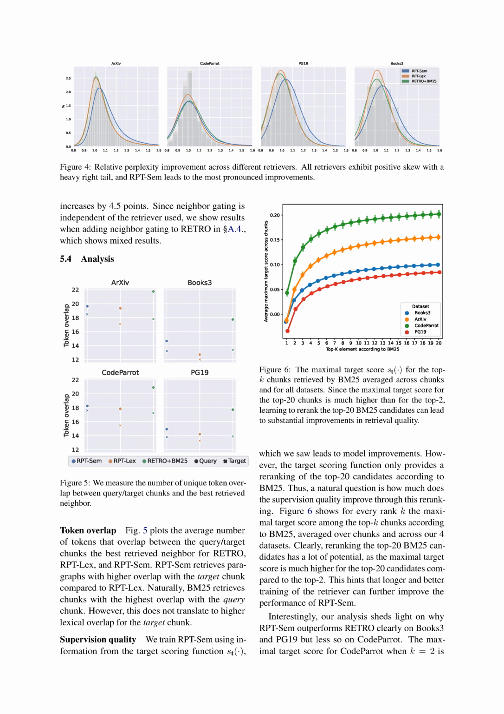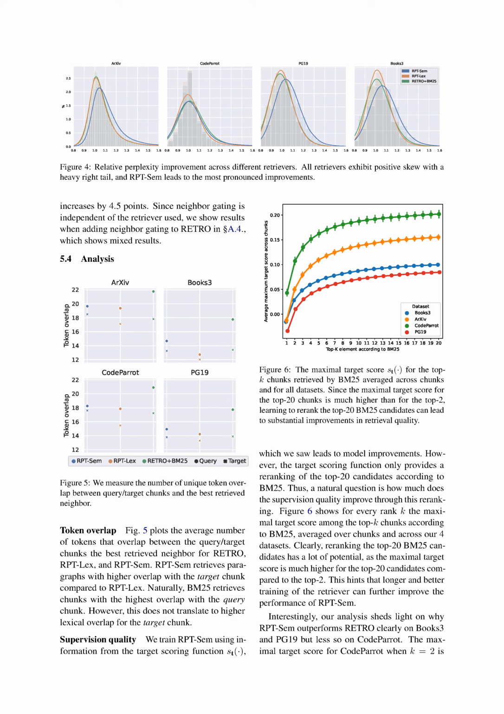To answer this, we present a figure that illustrates the highest target score within the top K chunks, as determined by BM25. This score is calculated as an average across all chunks and our 4 distinct datasets. The evidence shows that there's substantial potential in re-ranking the top 20 BM25 candidates. This is because the highest target score is significantly greater for the top 20 candidates compared to just the top 2. This finding implies that we can further enhance RPT-Sem's performance with more comprehensive and better quality training.